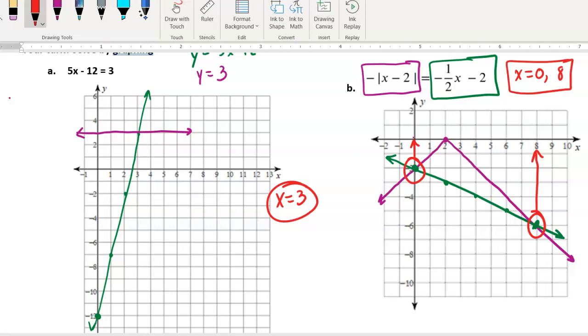All right, so that's enough for this video. In the next video, I'm going to show you how we could do some of these on a graphing calculator.